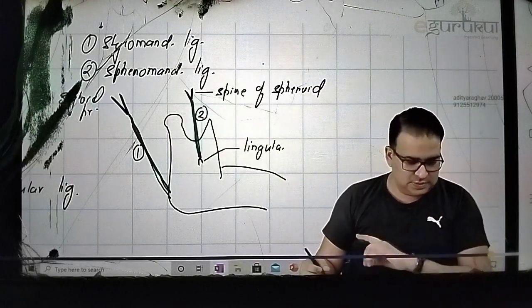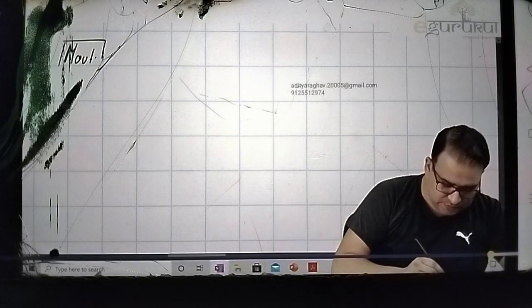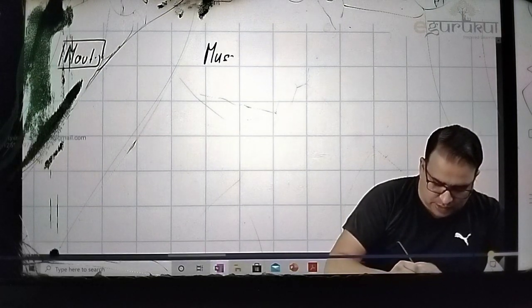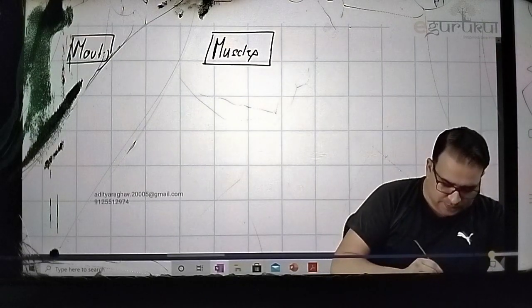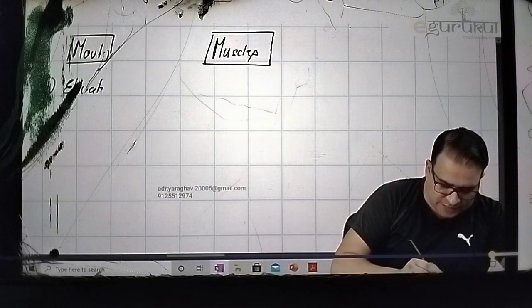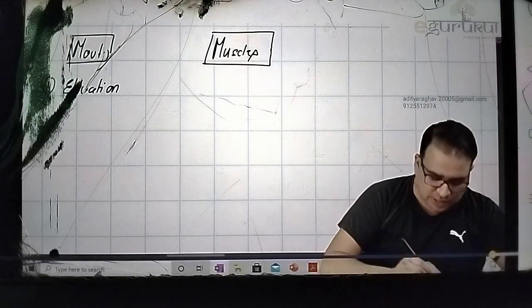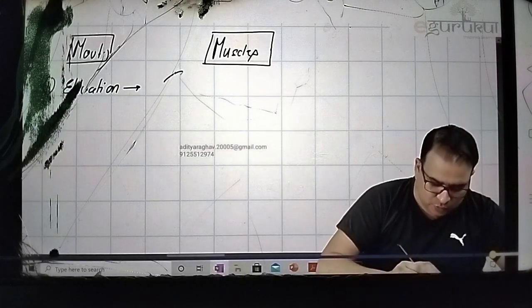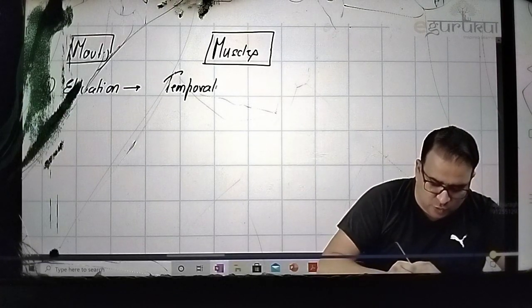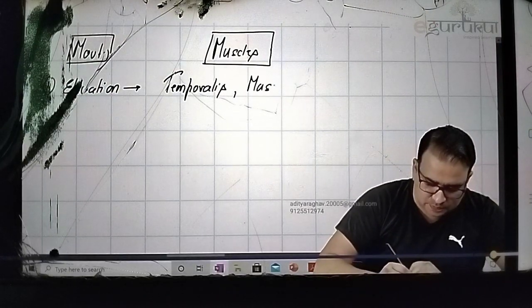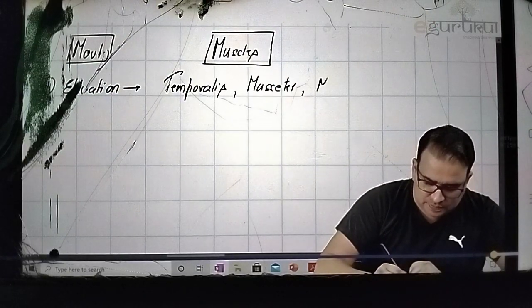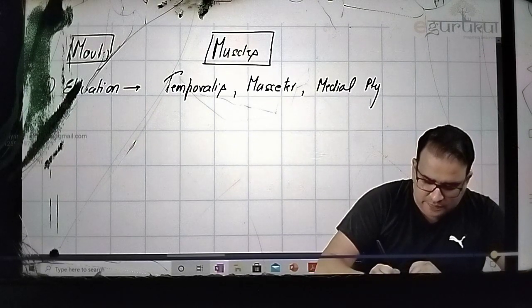So guys, if you're done with this, let's talk about the movements and the muscles. Which muscles are causing it? So it's your turn. Guys, movement. Let's start with the elevation. You know what is elevation? That is closing of mouth. Elevation or closing of mouth. We said there are three muscles which are causing this. One was the temporalis. Any muscle which will go downward obviously will elevate the mandible. So which three muscles are going downward? Temporalis, masseter, and medial pterygoid. Correct?